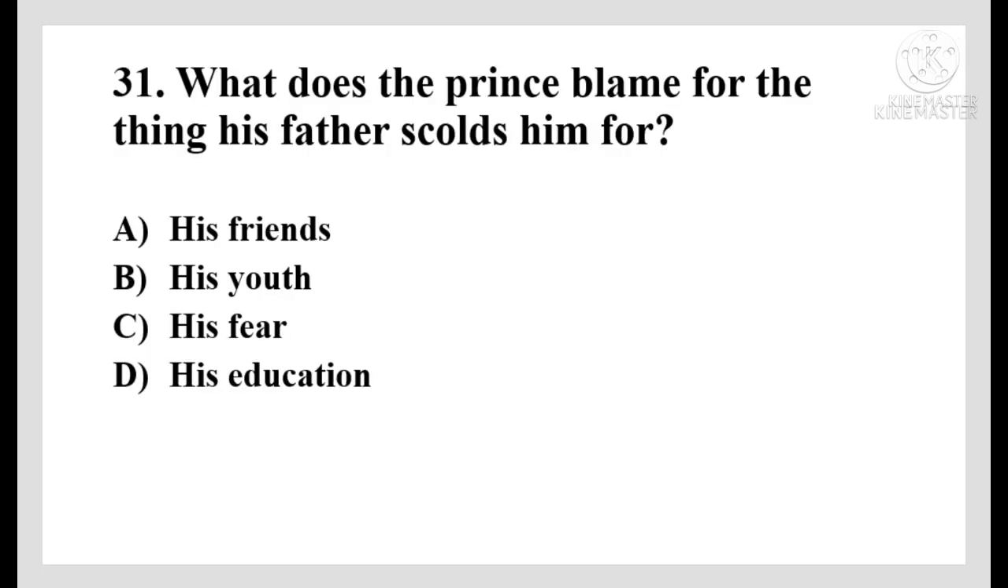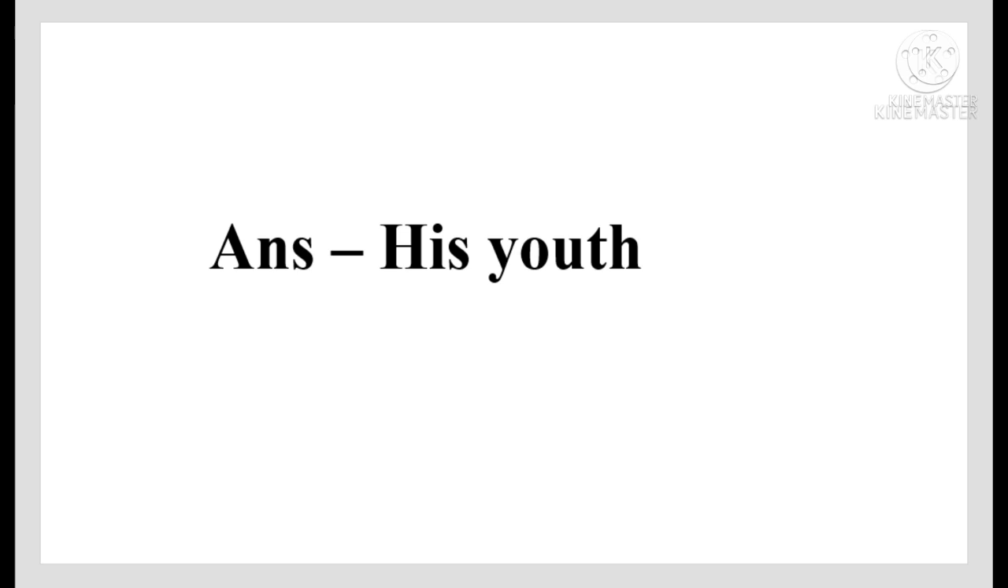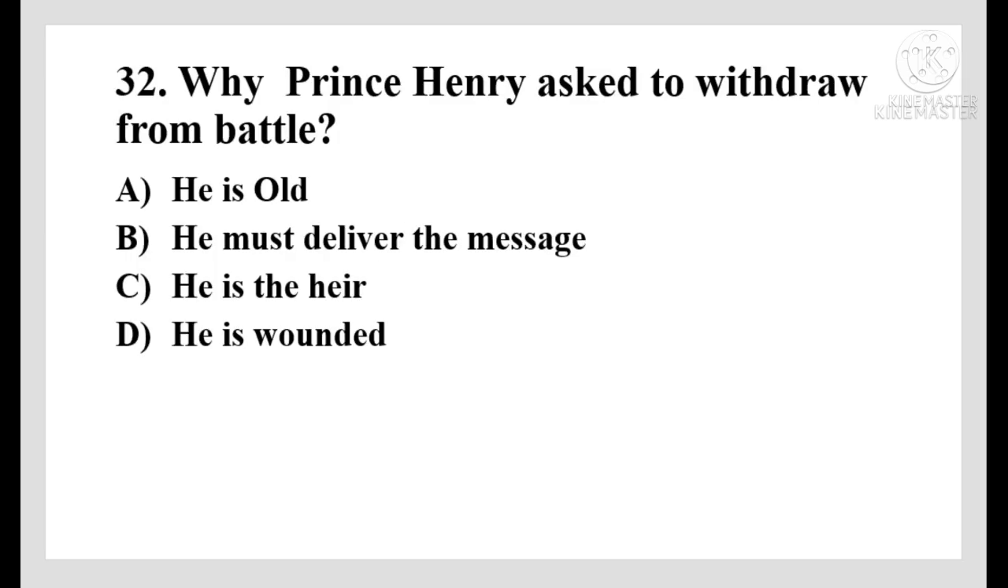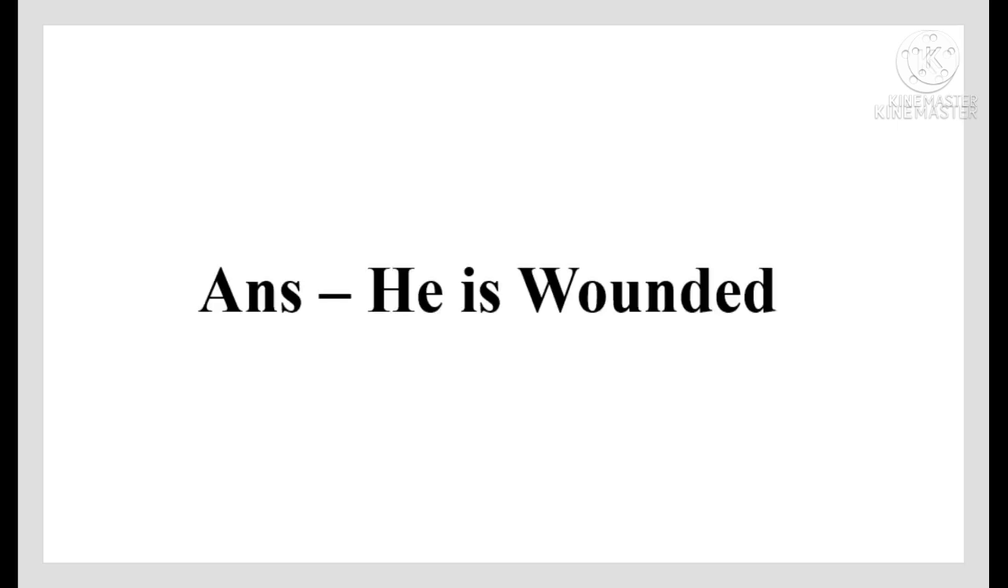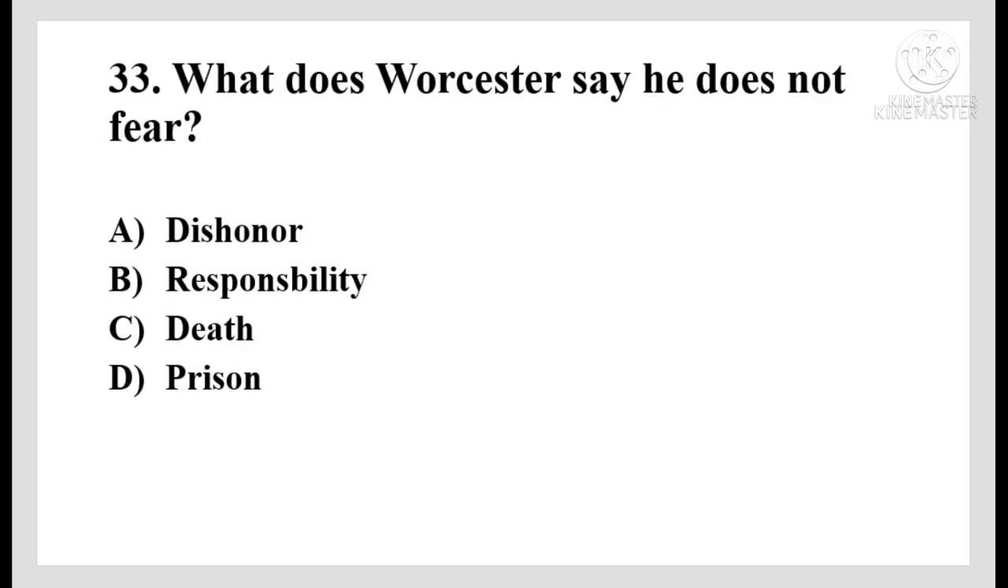Answer: damaged his sword. What does the prince blame for the thing his father scolds him for? His friends, his youth, his fear, his education. Answer: his youth. Why is Prince Henry asked to withdraw from battle? He is old, he must deliver the message, he is the heir, he is wounded.